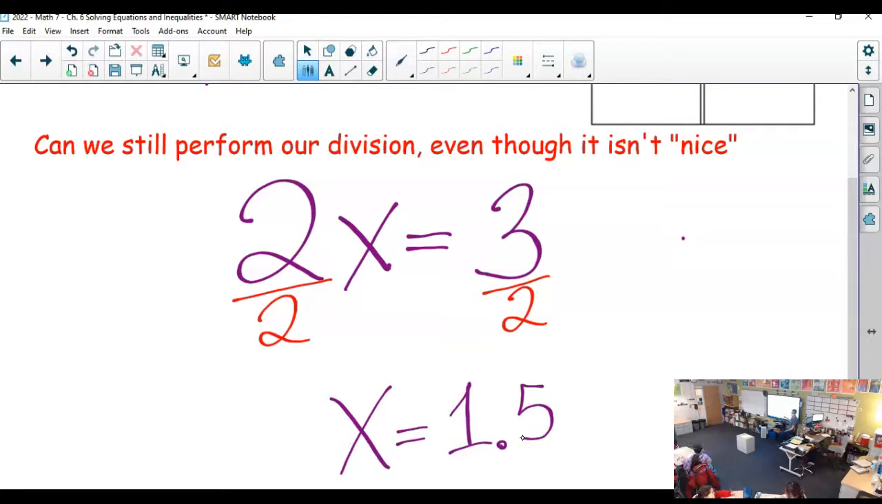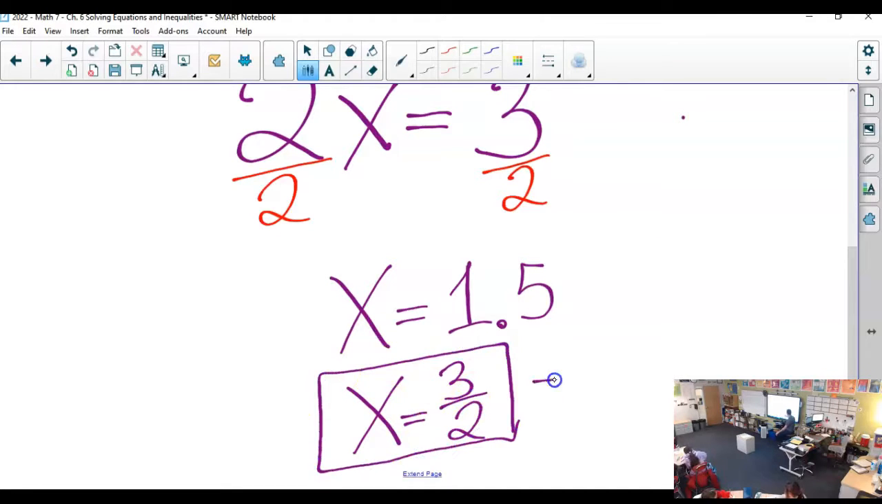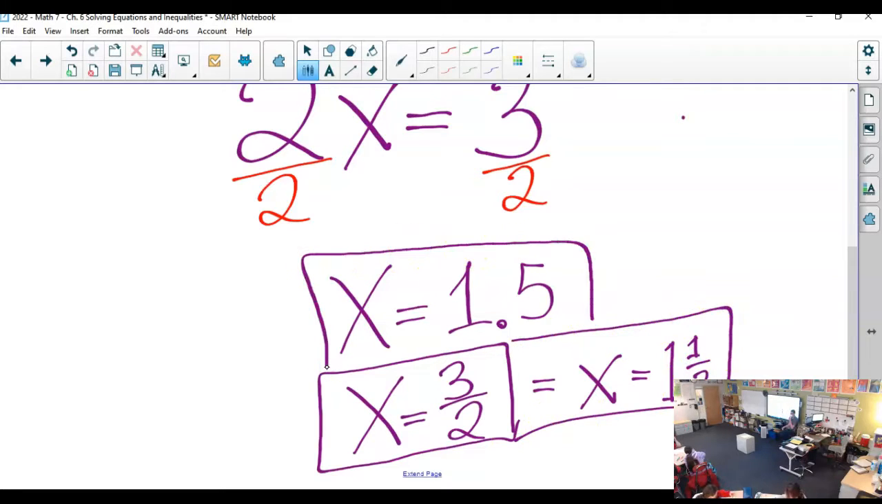What does Mr. Hudson like better, fractions or decimals? Fractions. So I just wrote down a decimal, but you could also leave your answer as x equals 3 over 2. You could also make your answer x equals 1 and 1/2 in mixed number form. All of those are correct. So now we're going to start to see x not necessarily being a whole number, and that's okay.